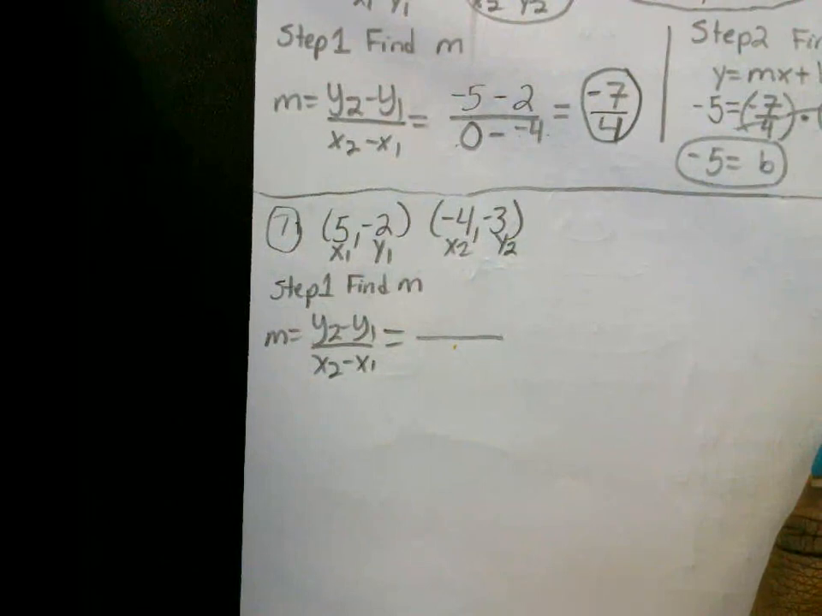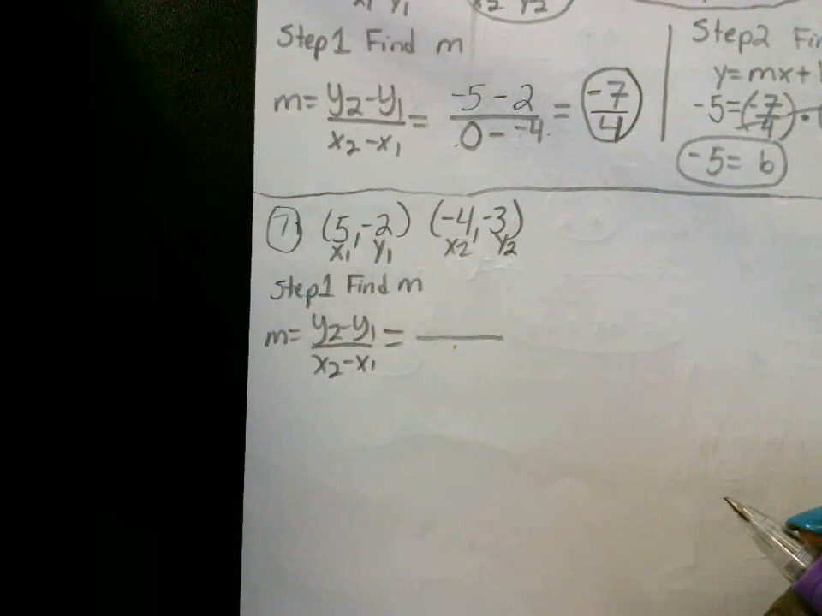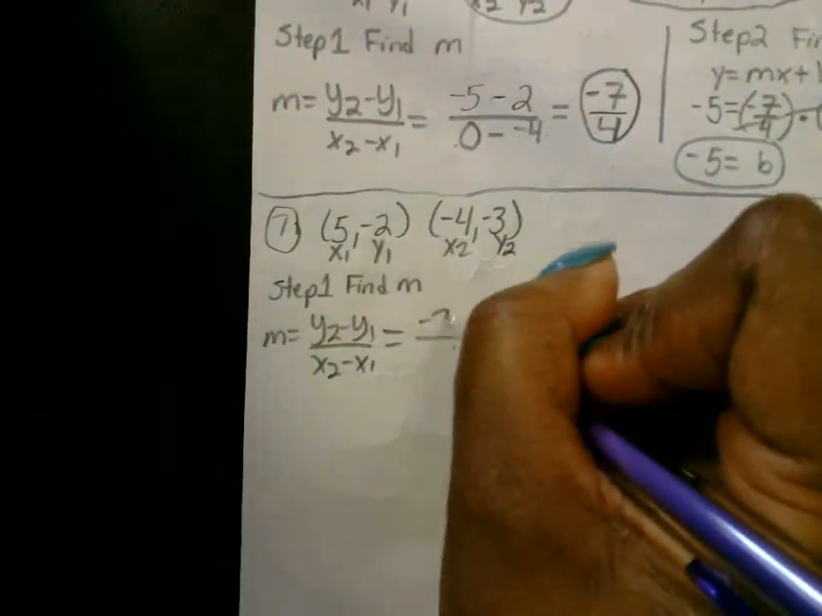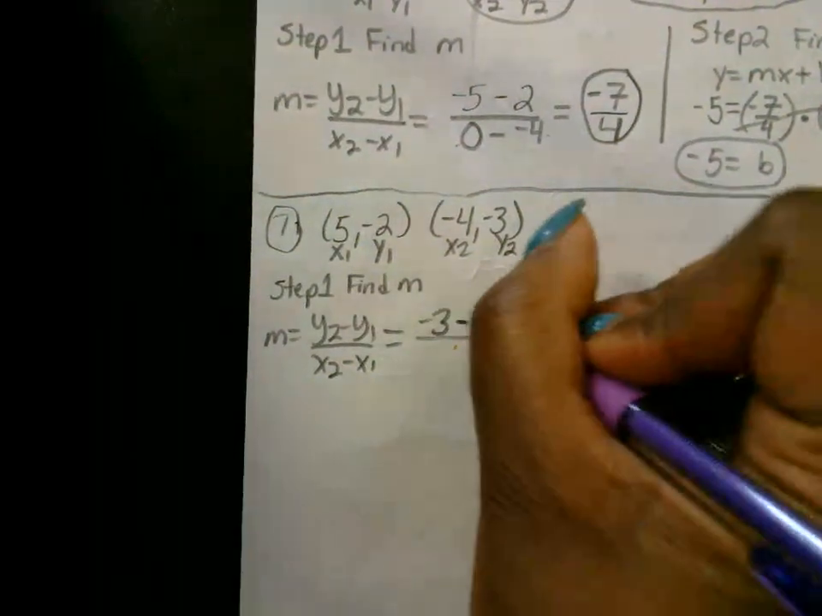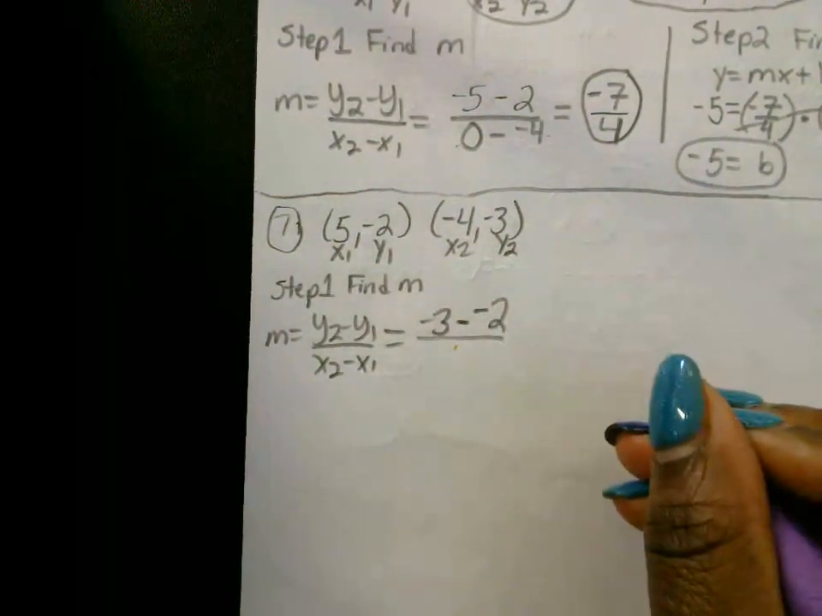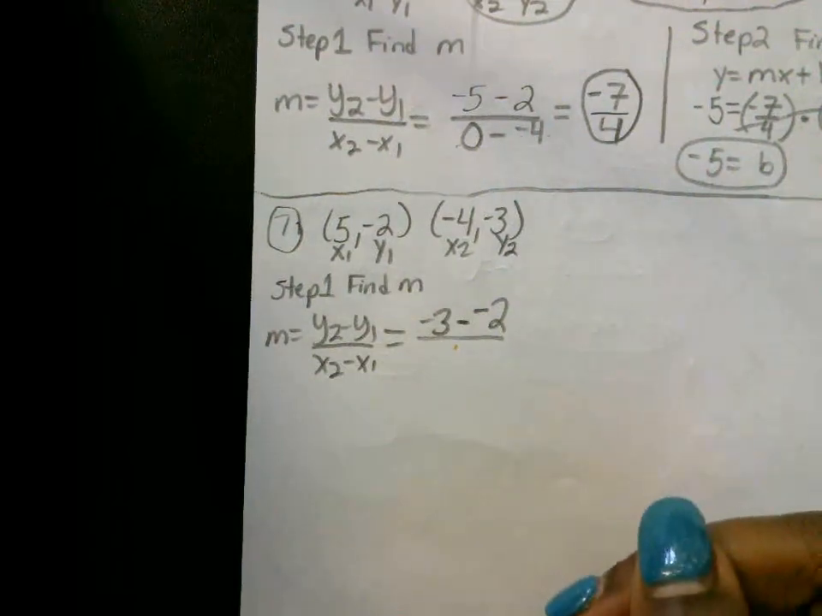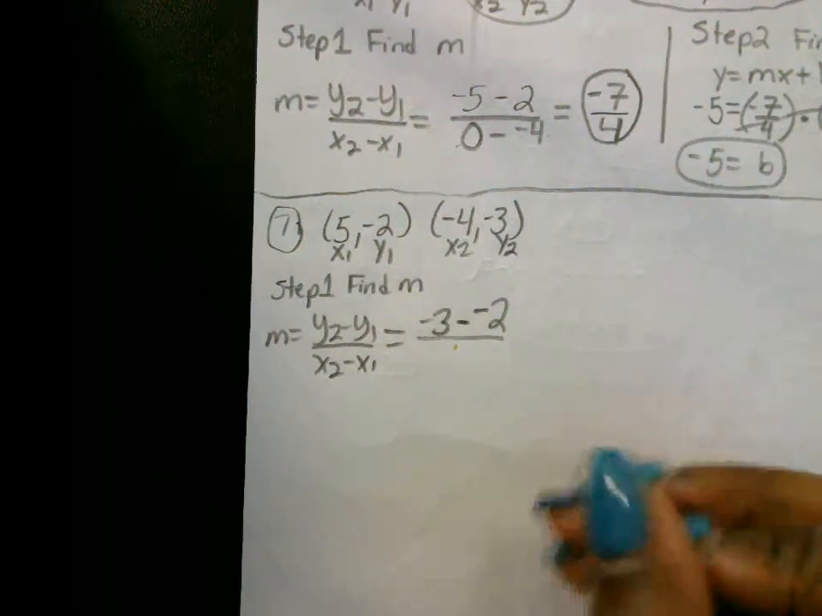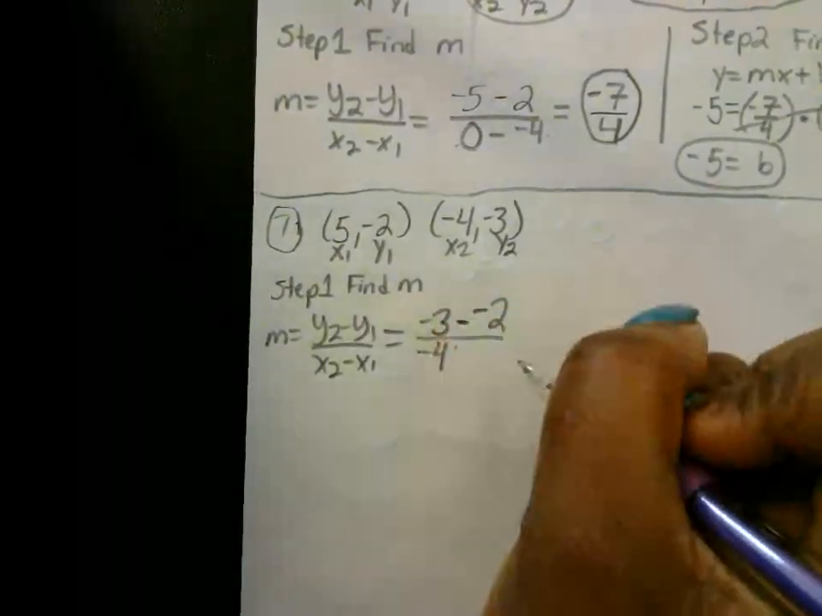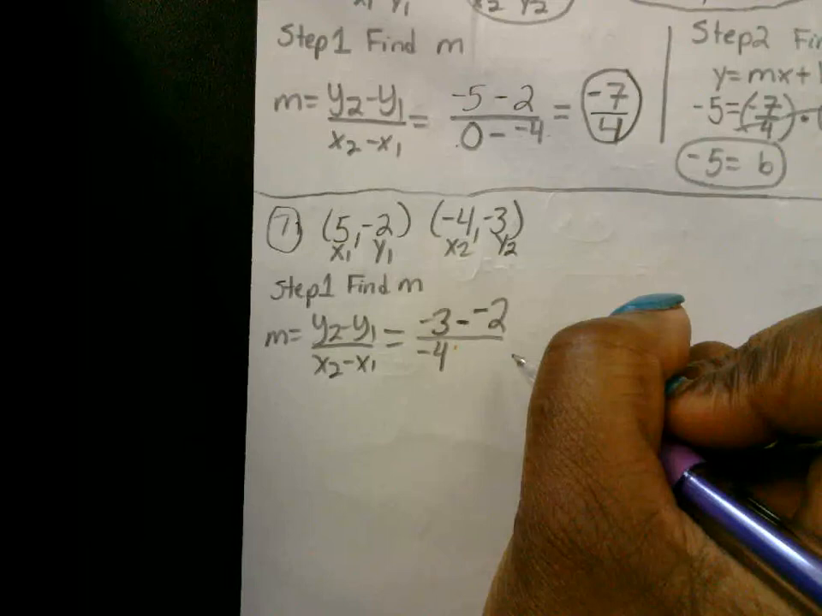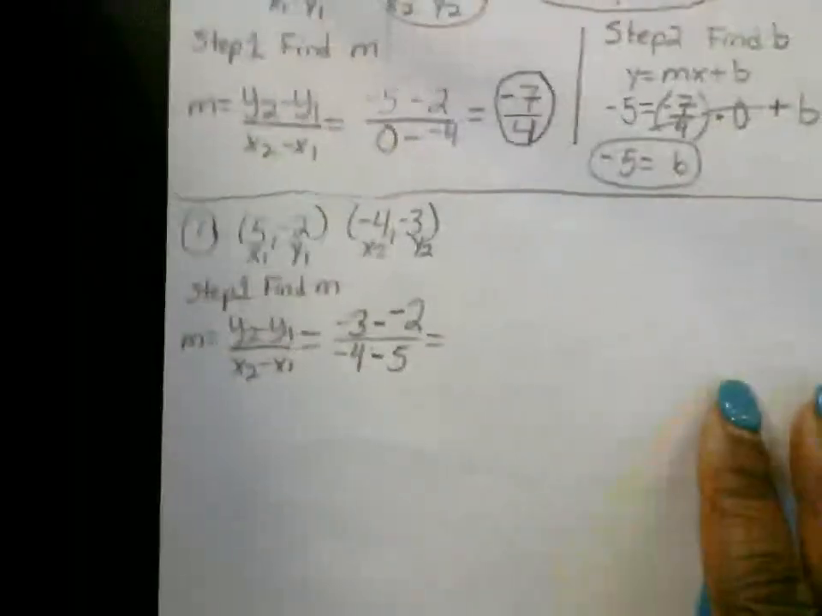The Y's. Which one's going to go first? The -3. Thank you. -3 minus what? -2. Thank you. Yes, sir. What are we going to put on the bottom? Somebody different. Terrence? -4. Minus 5. Don't forget, minus 5. Good job.